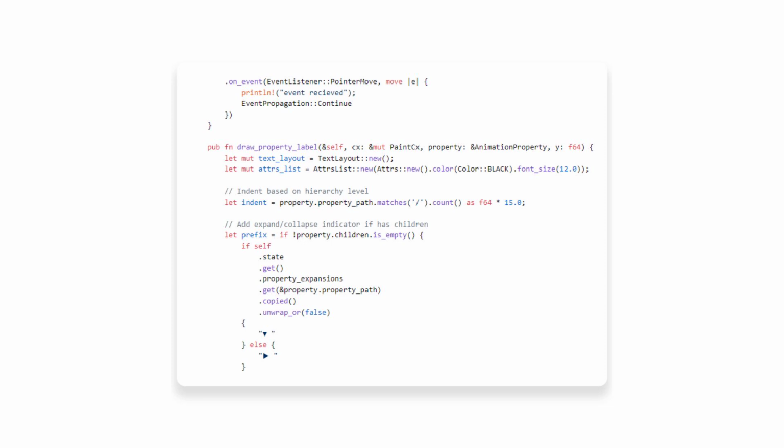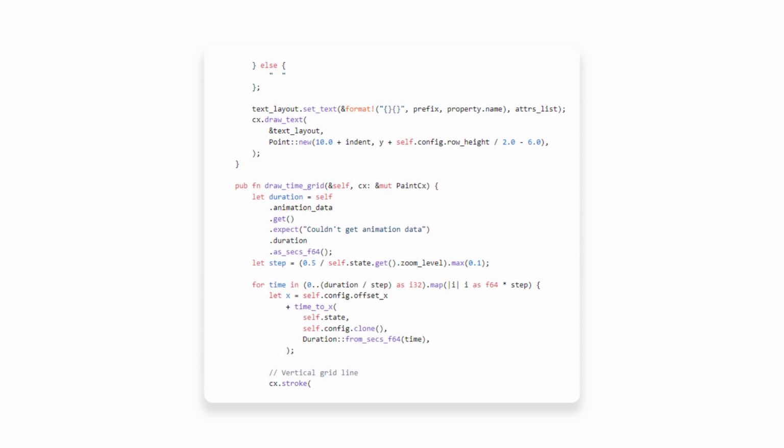This code snippet continues the rendering process for a timeline component, setting text and drawing the property label. If the property has children, a prefix expand collapse indicator, or hat, is set. Otherwise, it assigns two spaces. It formats the property name with the prefix and sets this text into a text layout with the provided styling attributes, adders list. The text is then drawn using the cx.drawText method at a calculated position, factoring in indentation and vertical placement. 2. Drawing the time grid.